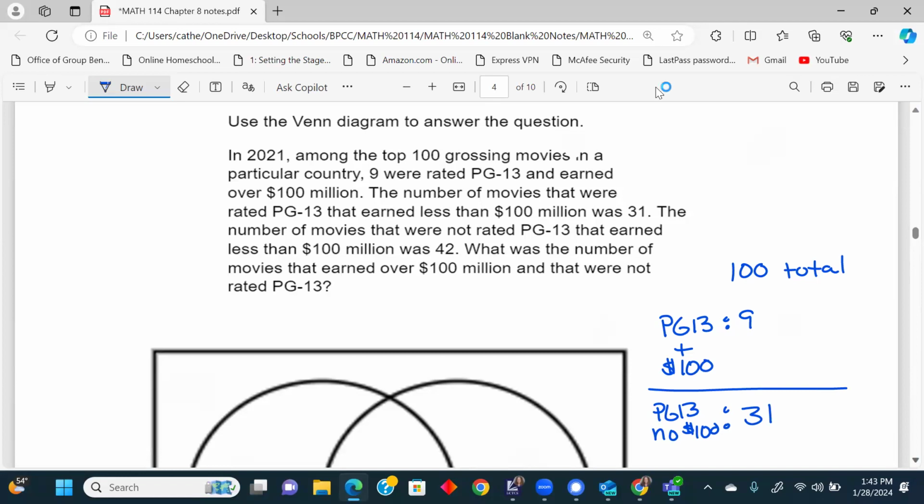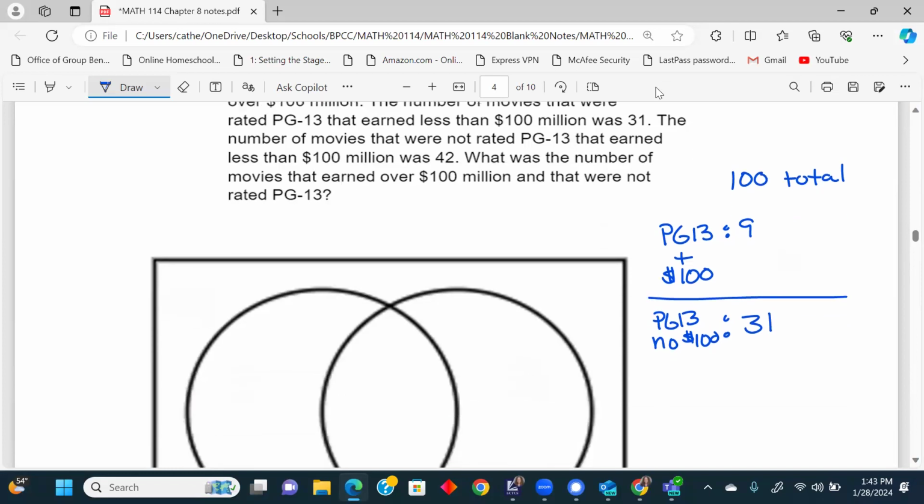The number of movies that were not PG-13 and earned less than 100 million, so not 100 million, was 42. We need to find the numbers that were not PG-13 and earned over 100 million.